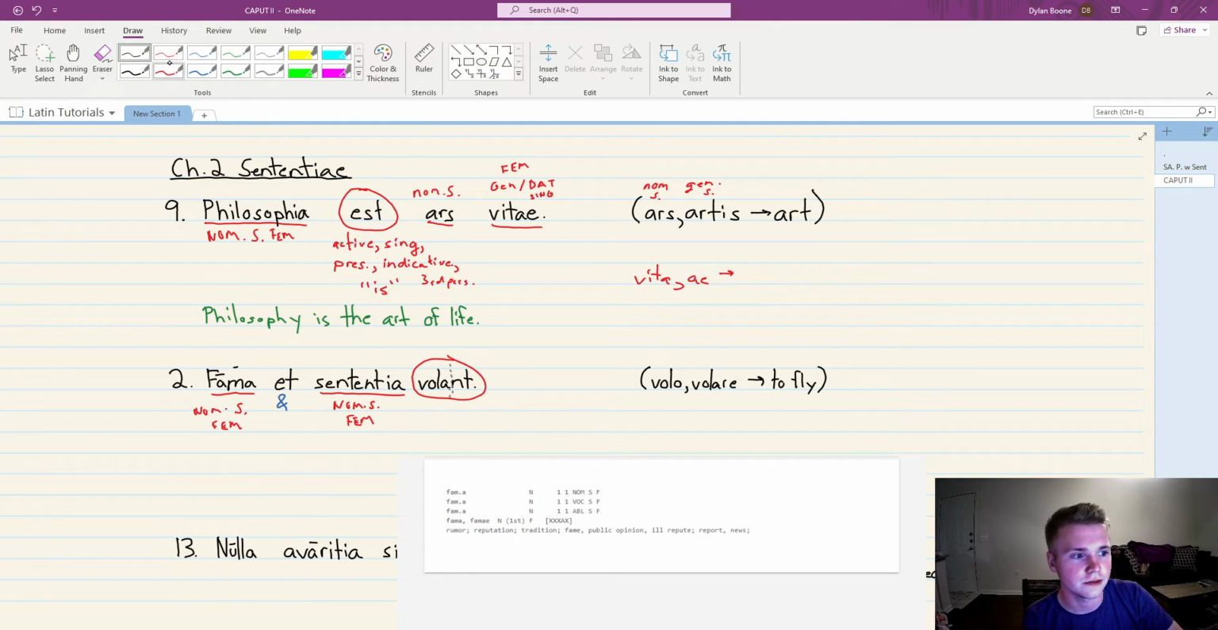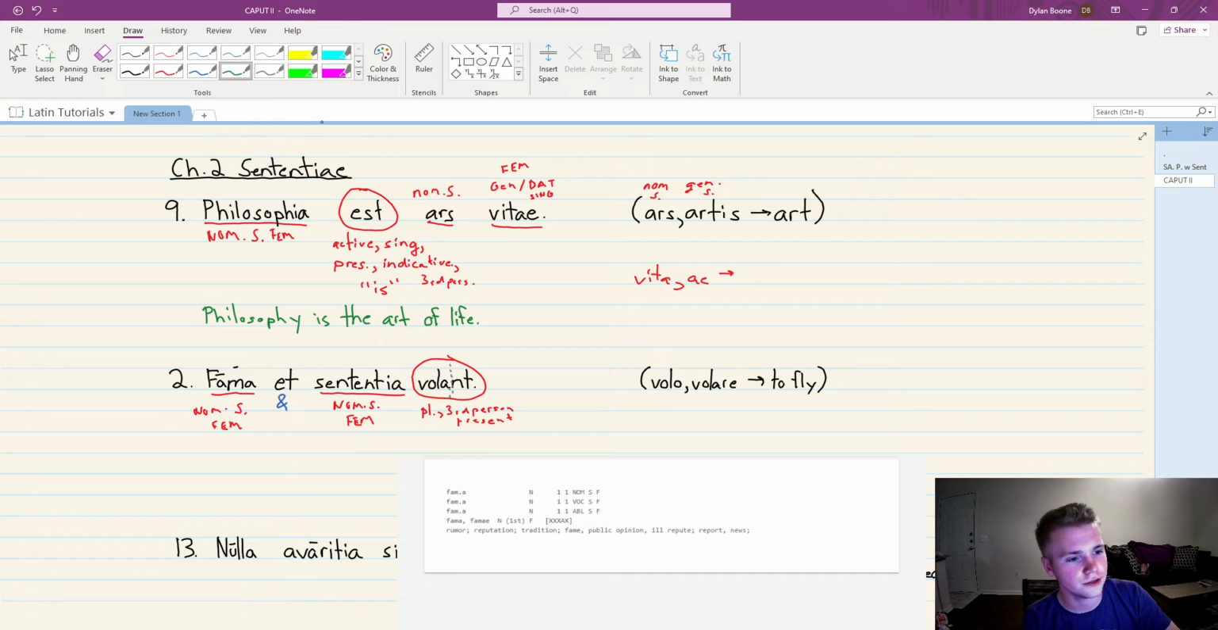So if we reference our chart, you'll find that it is plural, third person, present, and then active indicative if you are worried about that.